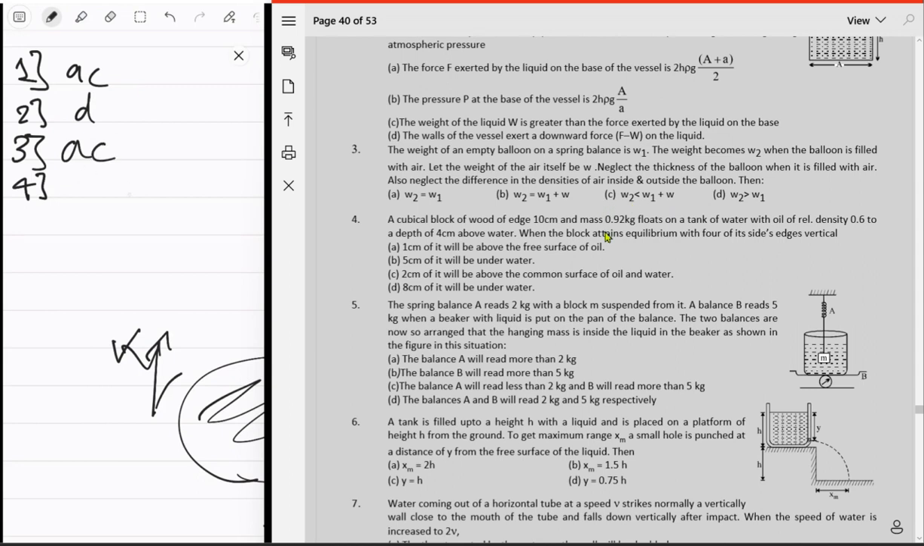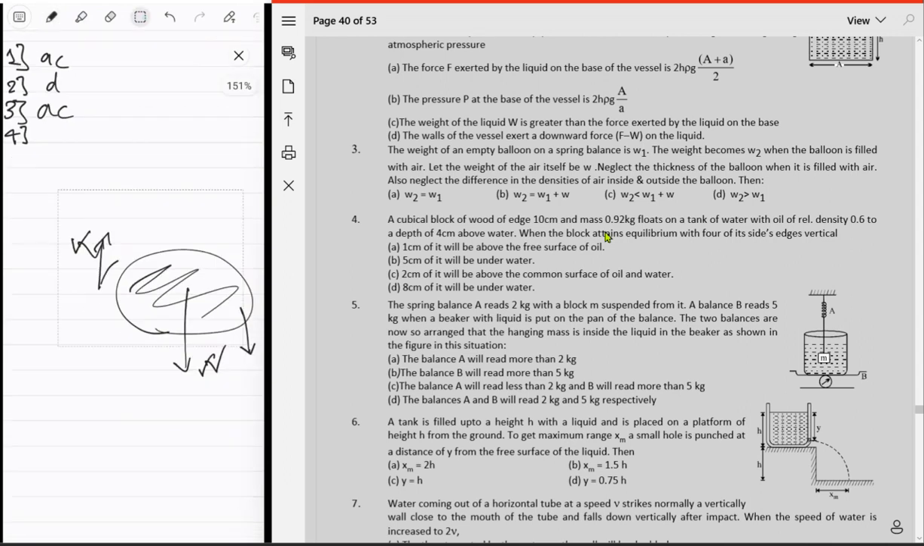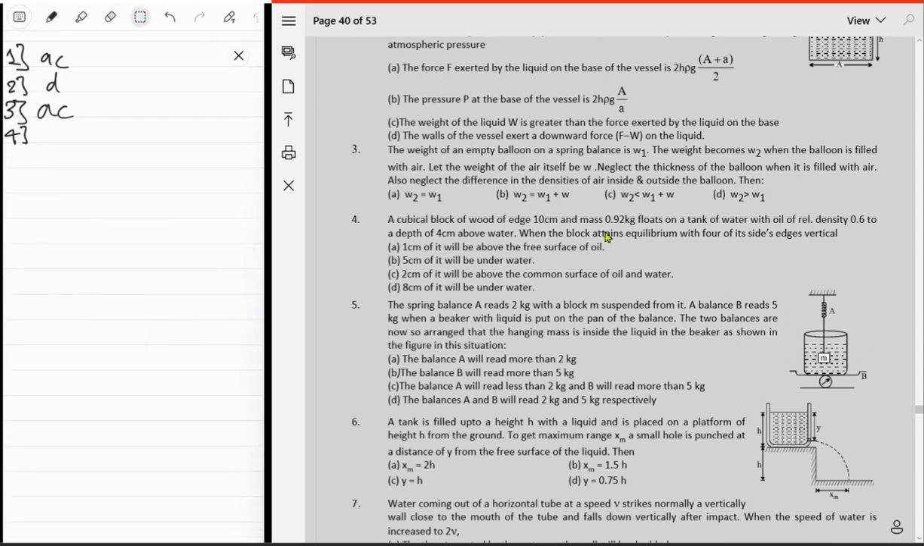Next, a cubical block of wood, and wait, delete all of this. Cubical block of wood of edge 10 centimeter and mass something floats on a tank of water with oil of relative density 0.6 to the depth 4 centimeter above water. A tank of water. Wait, what? With oil of relative density, what? Oil? What are you talking about?